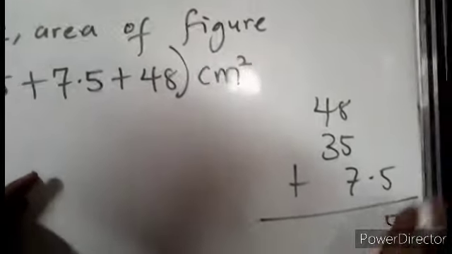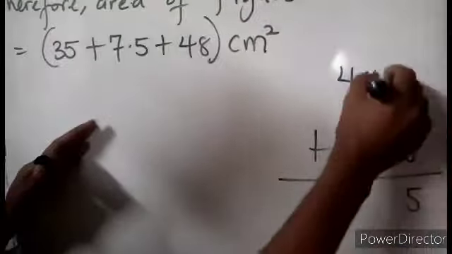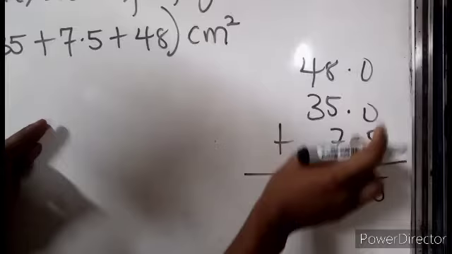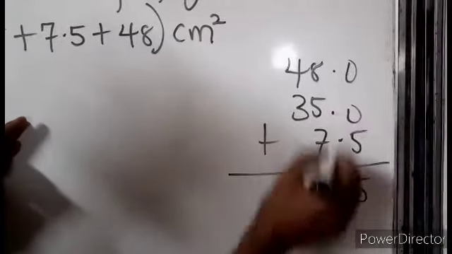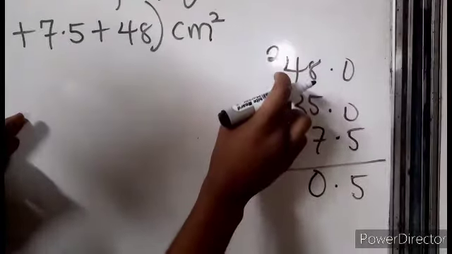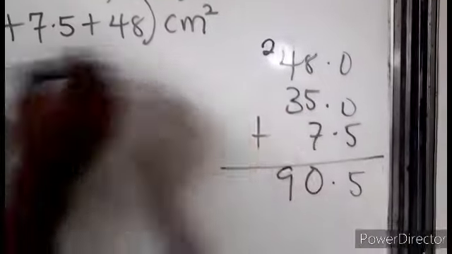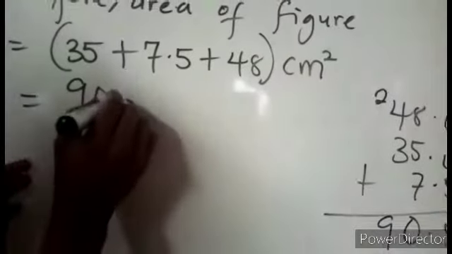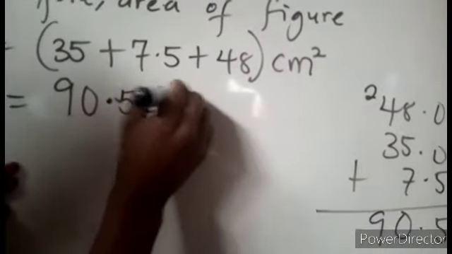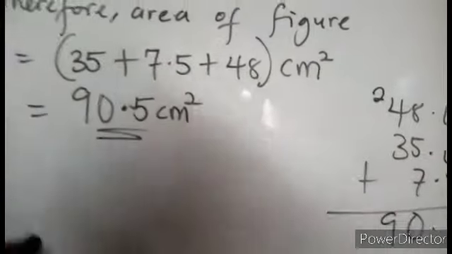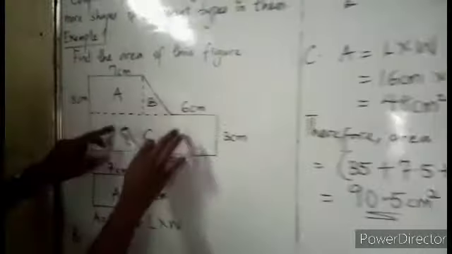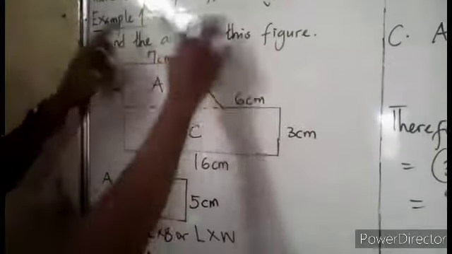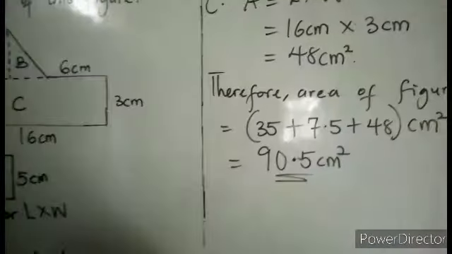All right, so we have 5. You can add the 0 to balance it. So 8 plus 5, 13. 13 plus 7, that's 20. Remember 2. 2 plus 4, 6. 6 plus 3, 9. So total now, we have 90.5 centimeter square as the total area of this shape. So the total area of this shape is 90.5.